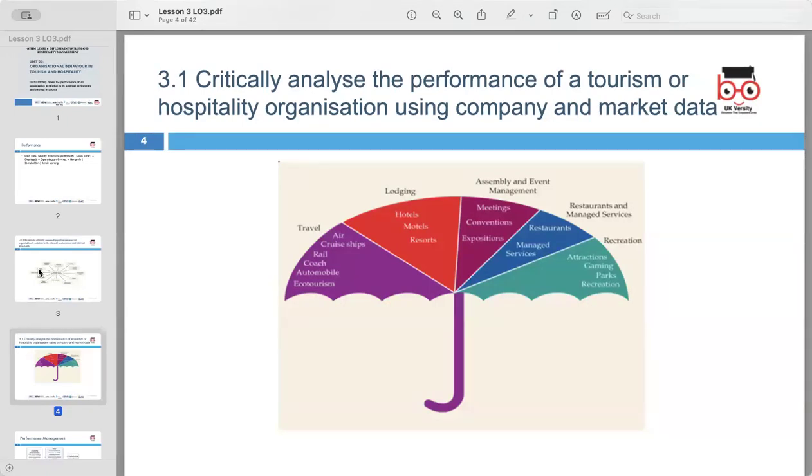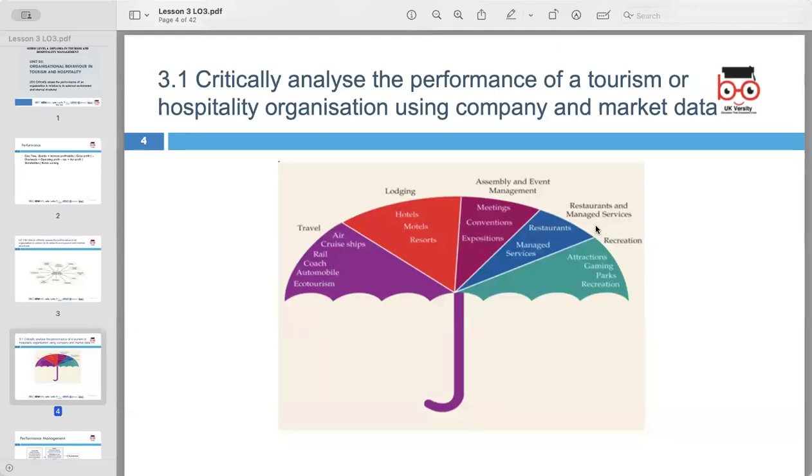So, critically analyze the performance of a tourism or hospitality organization using company and market data. Sectors of the hospitality industry: travel, lodging, assembly and event management, restaurants and managed services, recreation. Travel and transportation services involve airlines, cruise ships, railway coach operations, and car rental companies. The lodging sector includes a variety of accommodation options ranging from traditional hotels and motels to boutique resorts and vacation rentals.